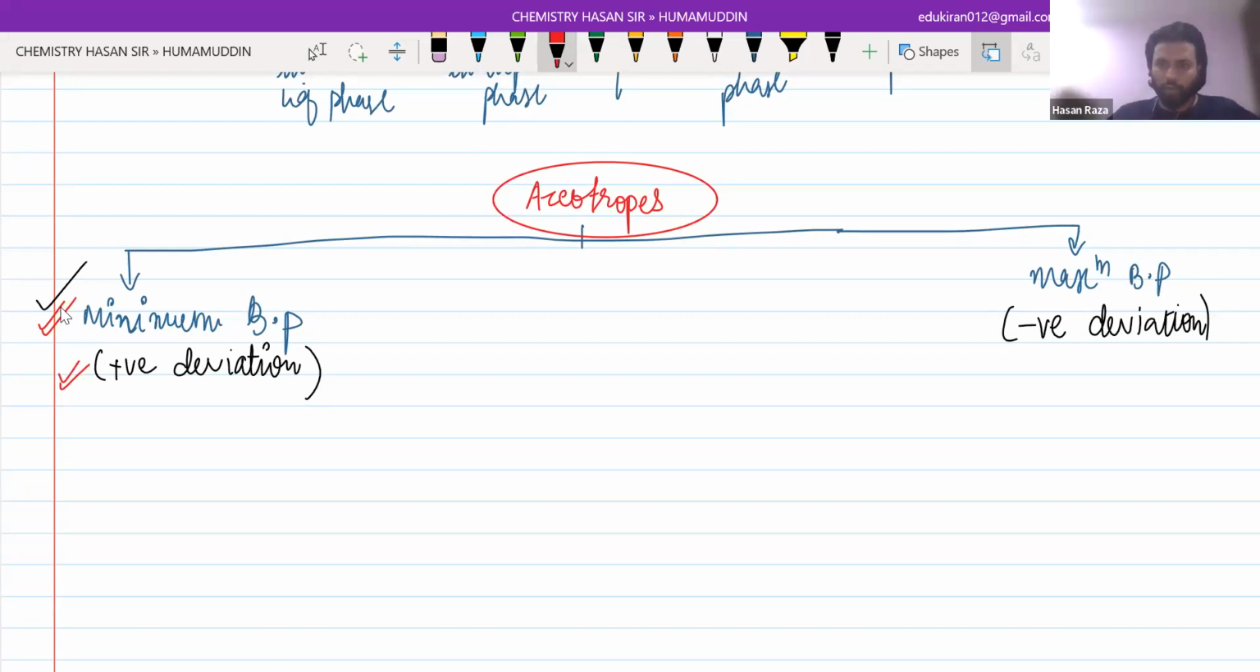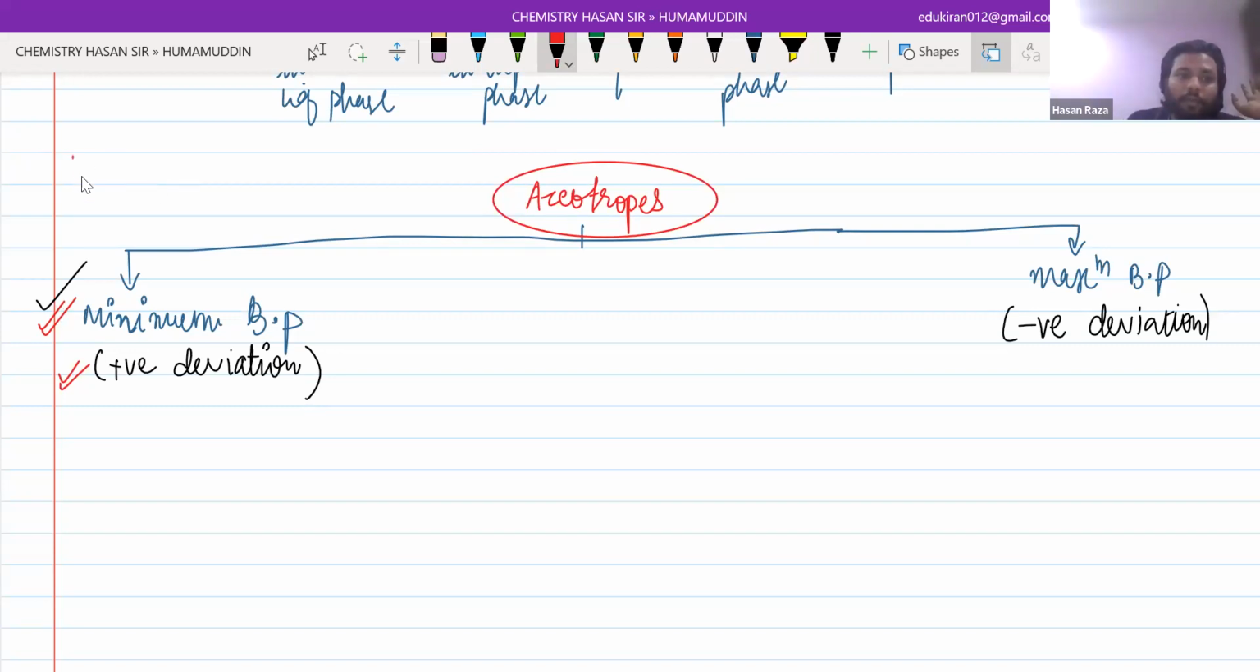That's why positive deviation in an azeotropic mixture, you can also say minimum boiling point, because when you are going to mix a solute and a solvent, and if it shows positive deviation, that means the force of attraction between the particles decreases, and hence the boiling point will decrease.